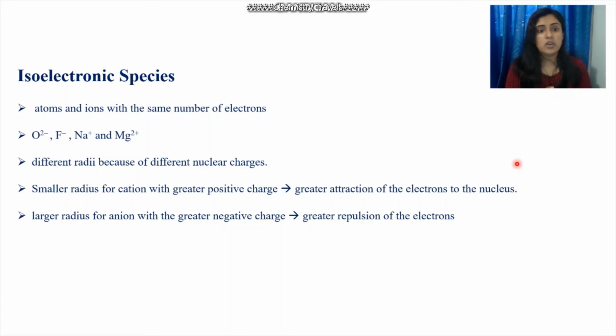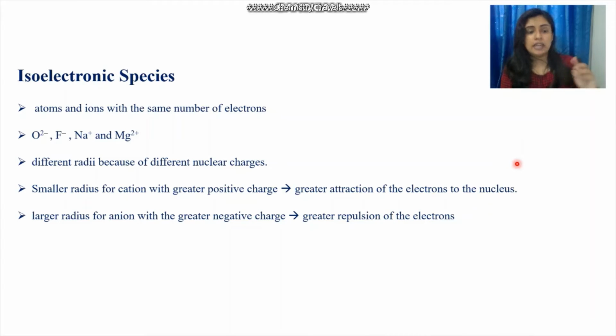So all of these species are different elements with different charges, but they have the same number of electrons. They are isoelectronic species. And if you look into the example, you can see that all of them have different nuclear charge. One has 2 minus, another has minus 1, then sodium has a plus 1 charge, magnesium has a plus 2 charge. So the nuclear charges are different, so the pull on the electrons would also be different, and hence their radii would be different.